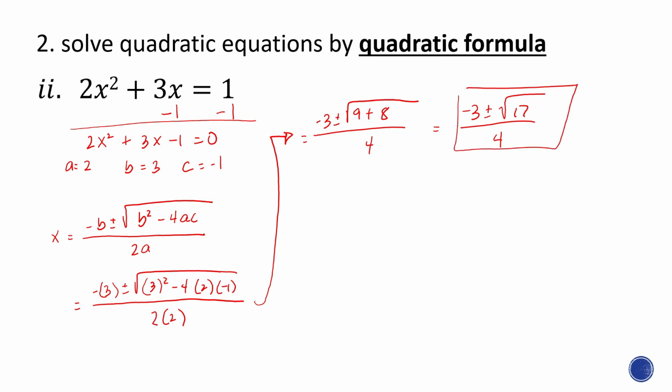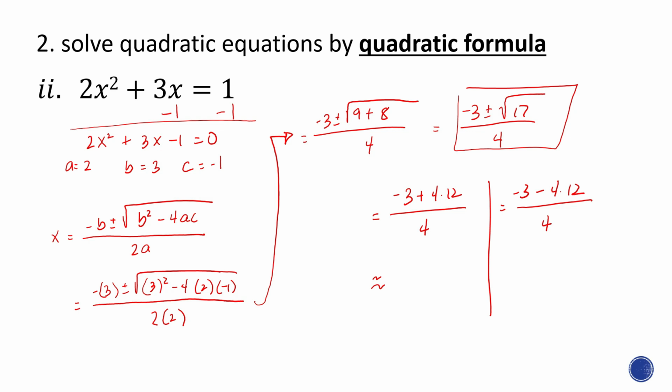And if you want to continue this into decimal, then you need to find the square root of 17. I think let's just do that. So that's one possible representation of the answer. So what's the square root of 17? That's approximately 4.12. So let's do that. -3 plus 4.12 all over 4. And then the next one is -3 minus 4.12 all over 4. So we have two possible approximate answers.